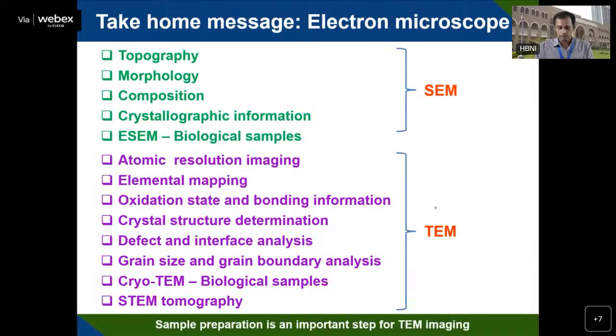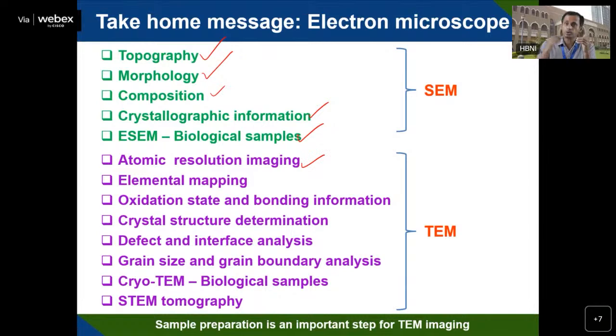So the take-home message from today's lecture is that we have studied two microscopes: the scanning electron microscope and the transmission electron microscope. The scanning electron microscope uses secondary electrons and backscattered electrons, and gives information about topography, surface structure, morphology, shape and size, and the composition of individual elements present in the material. It can also give a little crystallography information, and with ESEM you can analyze biological samples. From TEM, you get both diffraction and imaging capability, combining the direct beam and diffracted beam to get a high resolution image, so you can get atomic resolution imaging.